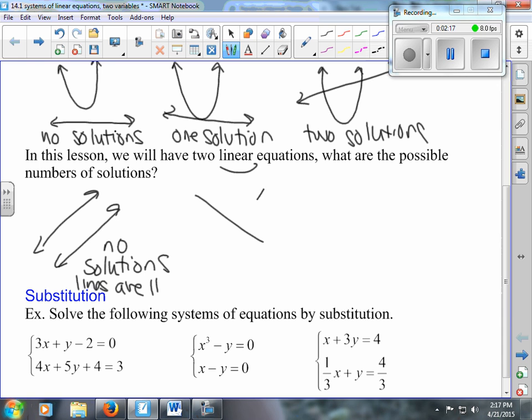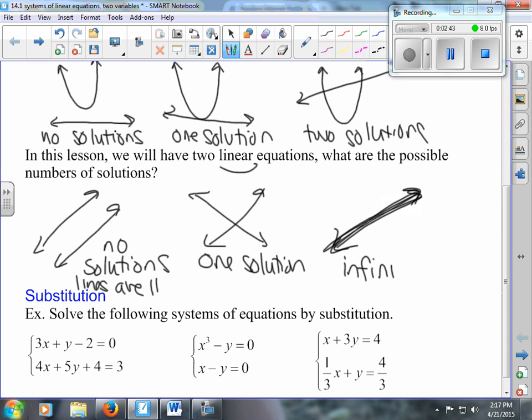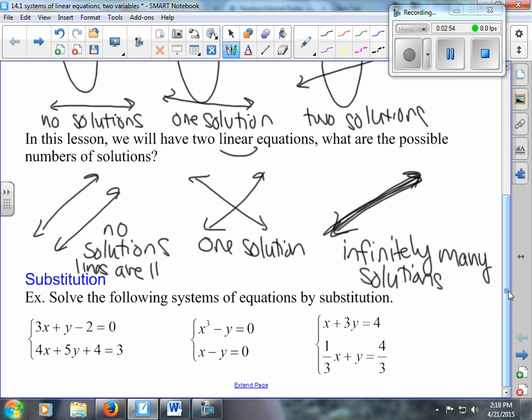Okay, maybe you have one solution. This is what we see most of the time and what we usually think of. You can also have infinitely many solutions, and that's when you really don't have two lines. You really just have one line, and the other equation is the same equation of the line, just written slightly differently. So this is infinitely many solutions. That's when your two lines look different, but they graph the same line.